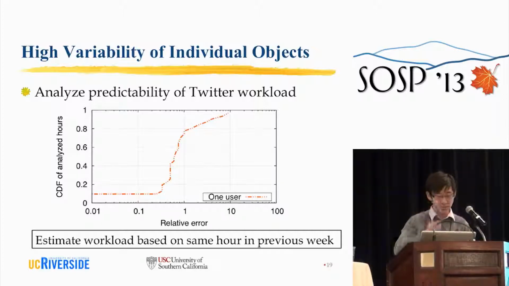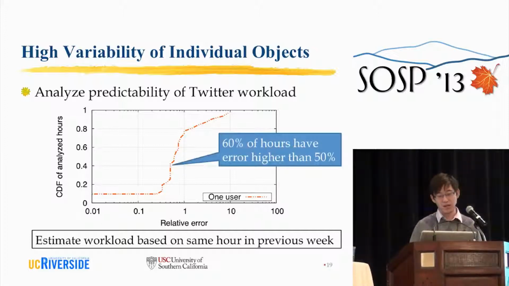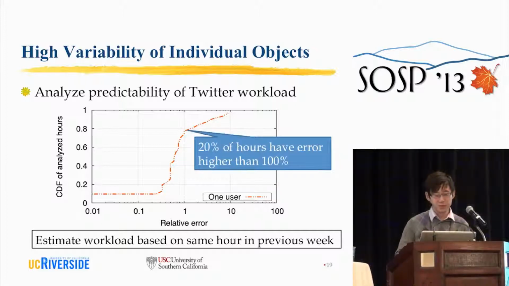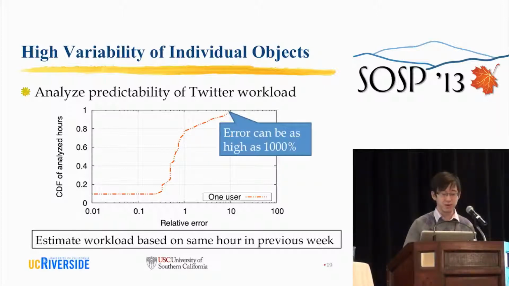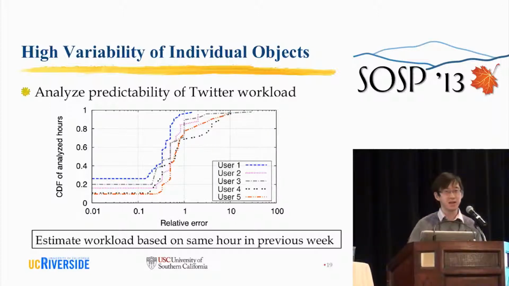Here I'm showing the result of one user's timeline object. From the graph, we can see that there is really high variability. 60% of the time, the prediction error is higher than 50%. 20% of the time, the prediction error is higher than 100%, and the prediction error can be as high as 1,000%. And this high variability exists in all active users' timeline objects. So we cannot just use an individual object's workload to predict the workload.